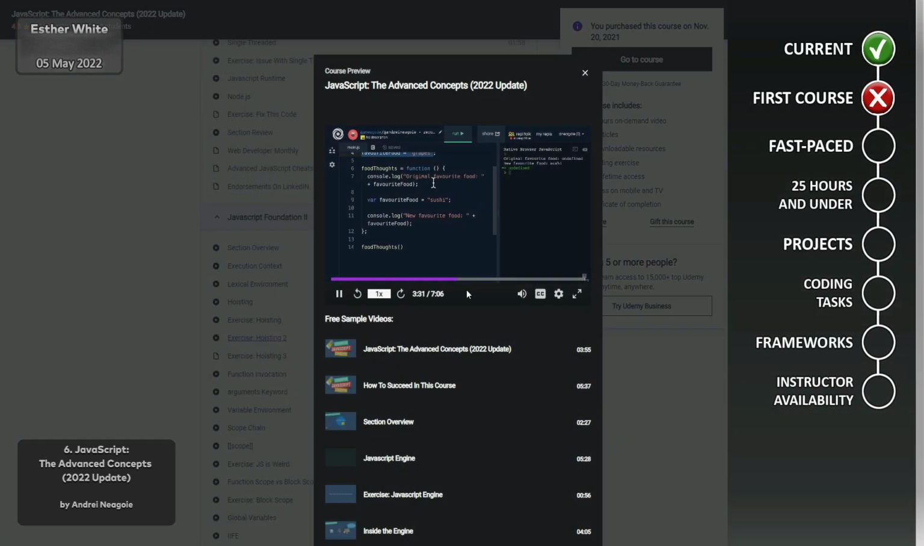All right. And then we have foodThoughts that gets assigned this entire piece of function. We don't run this function. It just says, hey, foodThoughts is going to equal this function.